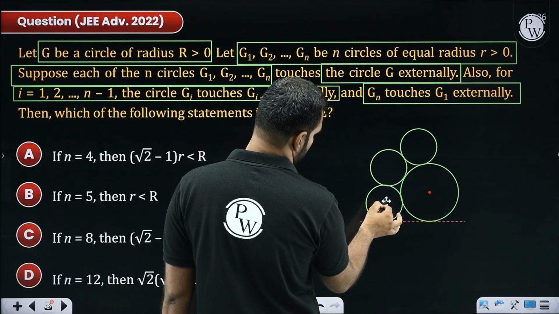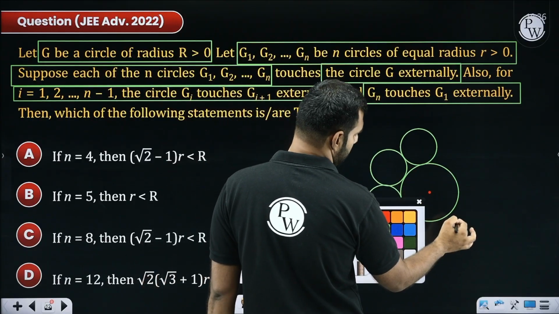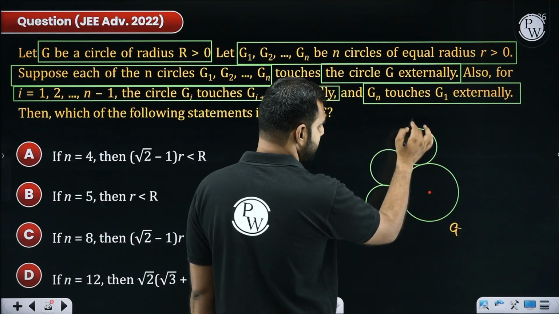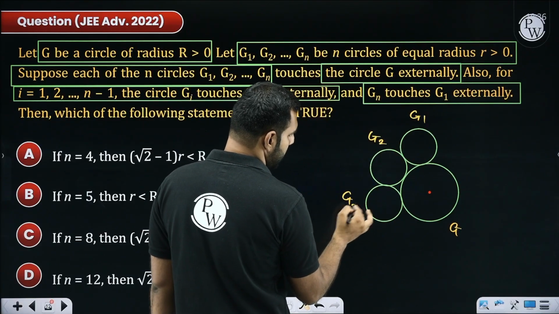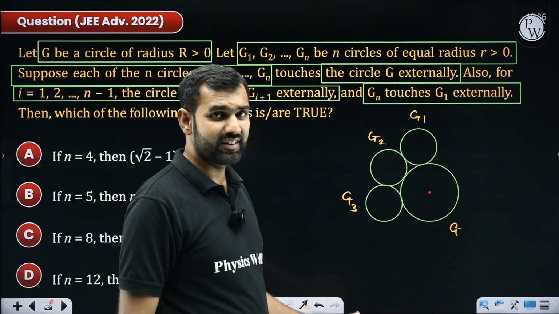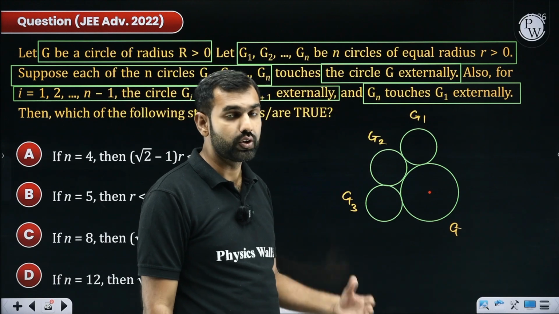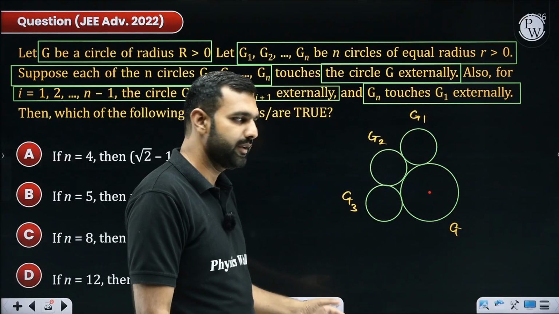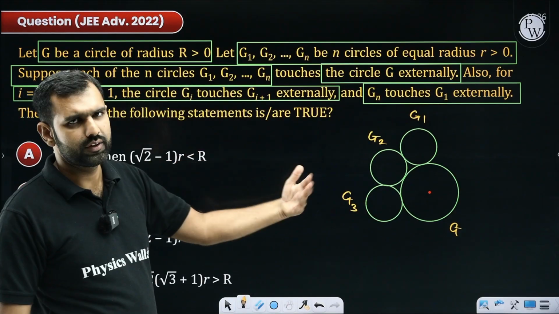I repeat, all I'm trying to make you understand is a simple fact: this is your capital G, which has capital R as its radius. This is your G1, this is your G2, this is your G3. They all are of the same size because they have the same radii, small r, and they all touch this capital G externally. So this is how all these G4, G5, Gn will be drawn. This n is not fixed, so I'm keeping it variable, so there can be multiple circles.